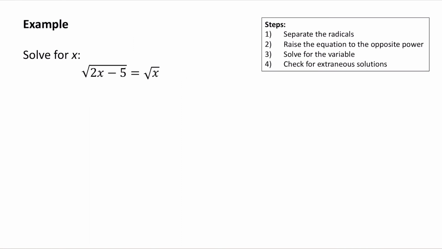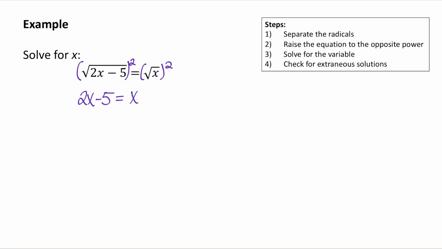So let's start off with this example. You can notice that the radicals are already separated because they're on opposite sides of the equal sign. So I'm going to undo the radicals by squaring both sides of the equation. So when I do that, I get 2x minus 5 equals x.